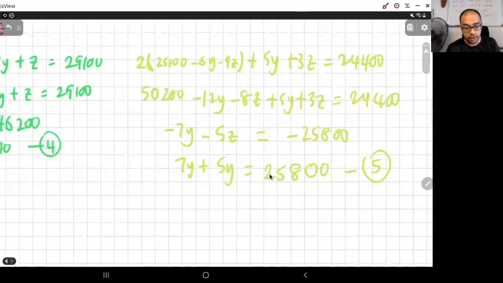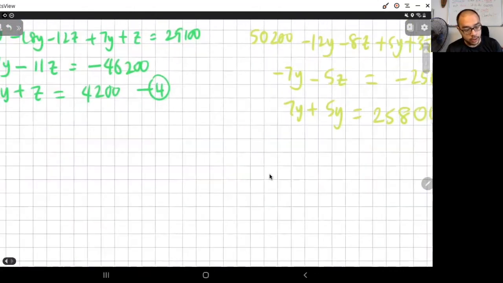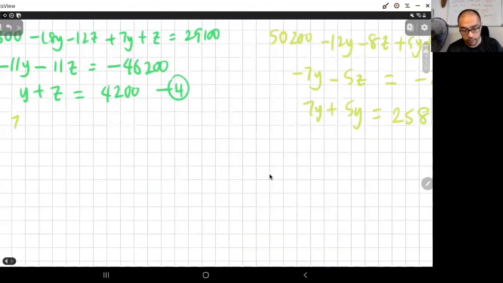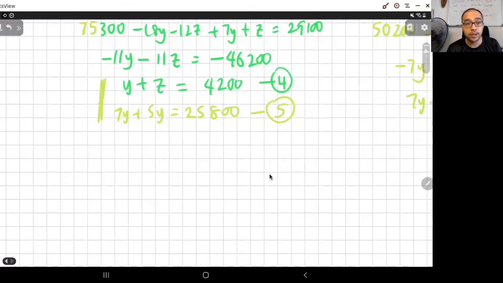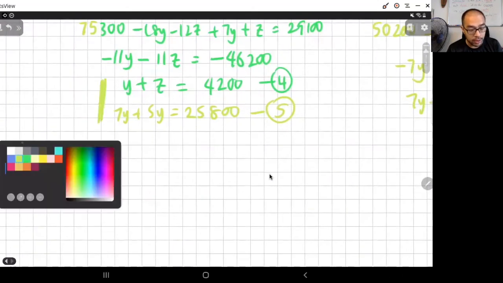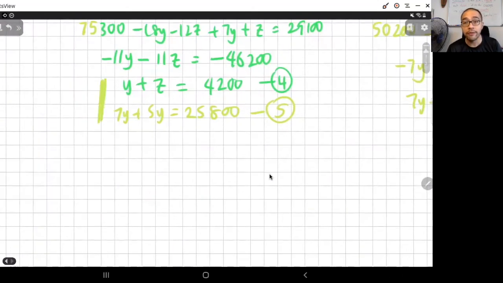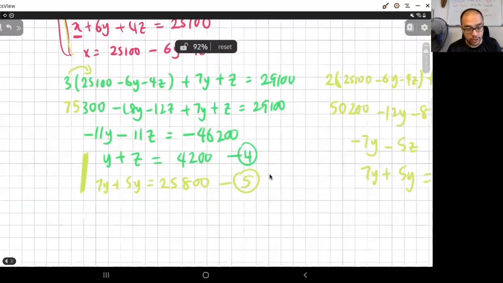Now let's bring 4 and 5 together. So 7y plus 5z equals 25,800. And once you come to here, this is a maths Form 3 question already. So everything after here is no mark. Okay, I'm very sorry to say that. Everything after here is no mark because this is a 6-mark question. Yeah, it's a 6-mark question.